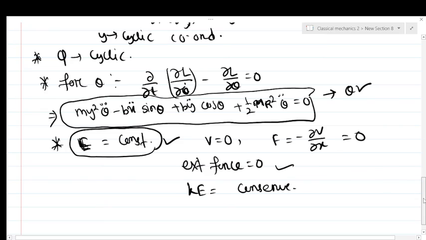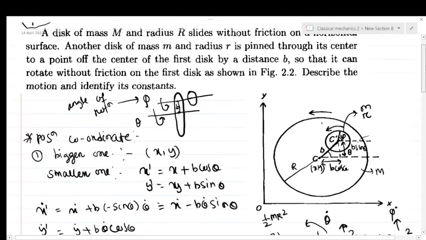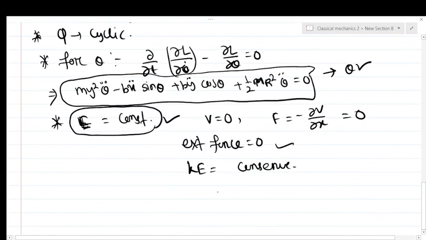Okay, and this is all the things I have explained. I hope you all understand that.